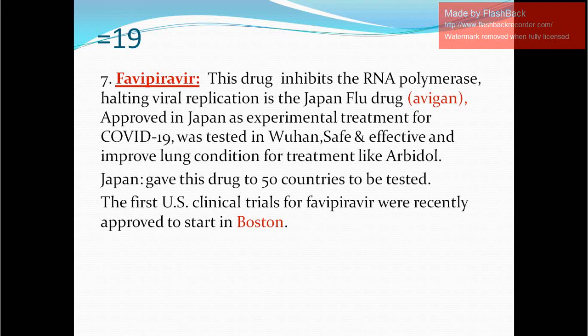The last one, number 7, is favipiravir. This drug inhibits the RNA polymerase enzyme, halting viral replication. It is the drug for Japan flu. They call it Avigan, which is approved in Japan as an experimental treatment for COVID-19, and they used it in China, in Wuhan, and showed that it is safe and effective, improving the lung condition, like Arbidol. Japan gave this drug to 50 countries, some of them in the Middle East, and the first USA trial of favipiravir was recently approved in the US, to be used in Boston.